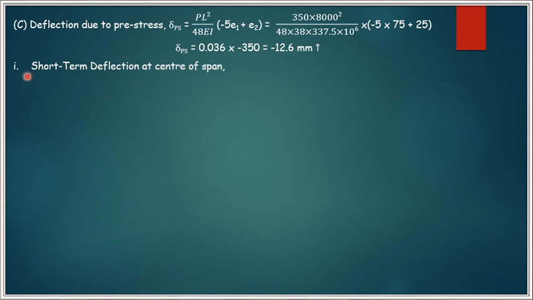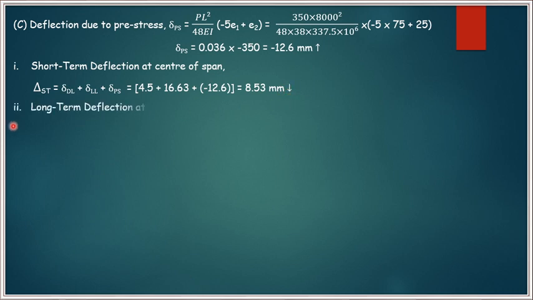This will calculate the short-term deflection at center of span. So that is delta short term, which is dead load deflection plus live load deflection plus pre-stress deflection. This is self weight, this is live load, this is pre-stress. So calculating it, 4.5 plus 16.63 minus 12.6. I have taken this as acting, minus 12.6. So total short term deflection is 8.53 mm acting in downward direction.